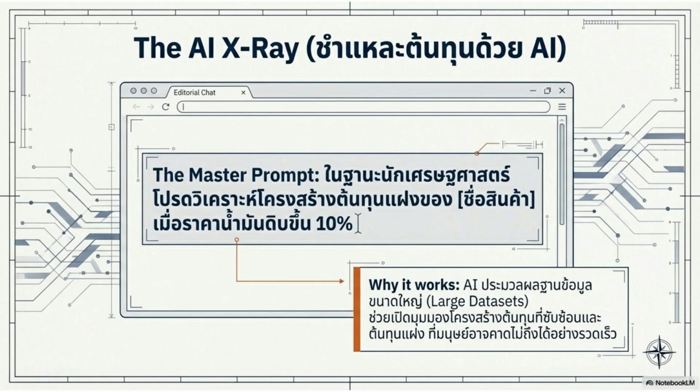The AI X-ray can dissect these costs. The master prompt asks an AI economist to analyze the hidden cost structure of a specific product if oil prices rise by 10%. AI can process large data sets to uncover complex, hidden costs quickly.